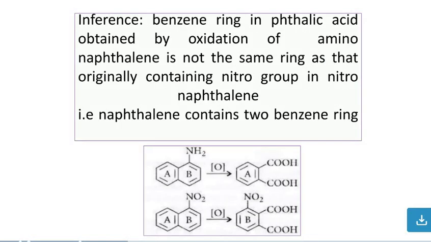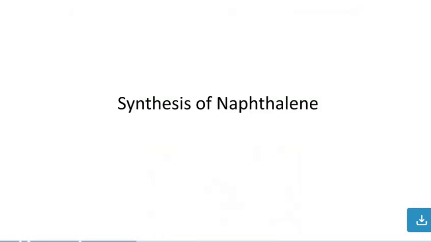Now, inference: the benzene ring in phthalic acid obtained by oxidation of aminonaphthalene is not the same ring as that originally containing the nitro group in nitronaphthalene. So naphthalene contains two benzene rings. You can see here there are two products.